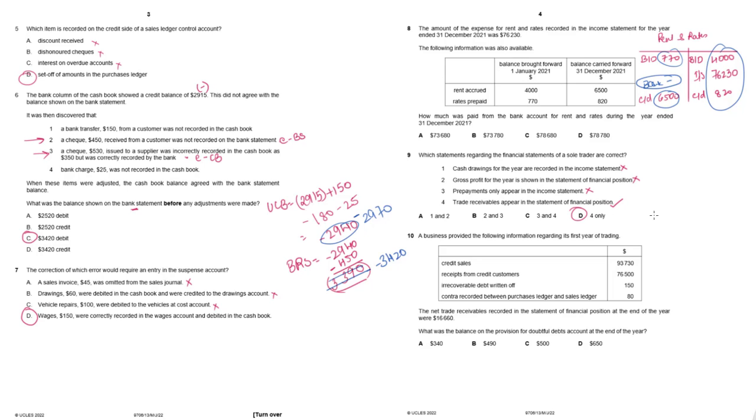So what you can do is prepare a sales ledger control account. Credit sales is given, so on the debit side 93,730, receipts 76,500 on the credit side, irrecoverable debts on the credit side, and contra on the credit side. Then you will get the balance carried down. When you calculate, that balance carried down is the gross debtors, and the net debtors are given as 16,660. So when you take the difference between gross and net, that is the balance in the provision for doubtful debts.